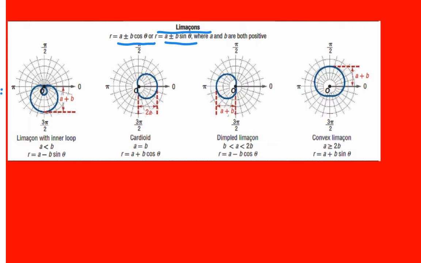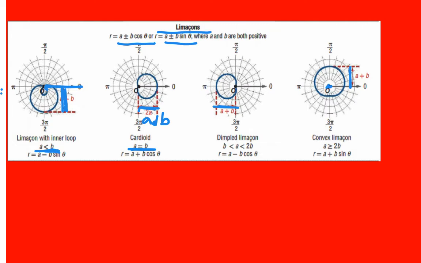So looking at the graphs themselves now. If it has an inner loop, it's going to be a is less than b. And notice for all of these, from your polar axis to the tip of the larger one, it's always a plus b. For some reason, and I don't know why, they said that's 2a instead of just saying it's always a plus b. Because right here, this is a equals b, so it's still a plus b. The distance from that center to the tip is always a plus b.